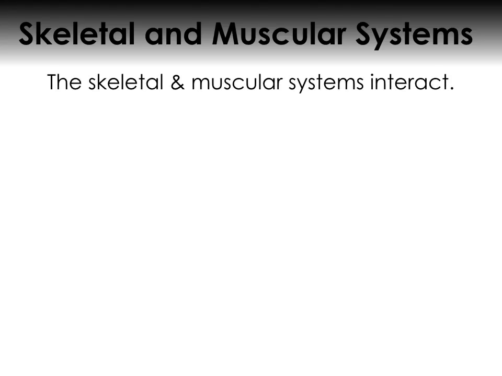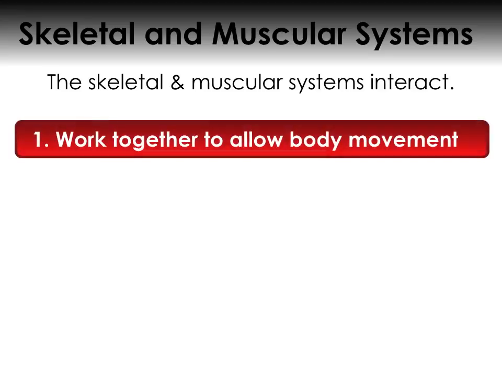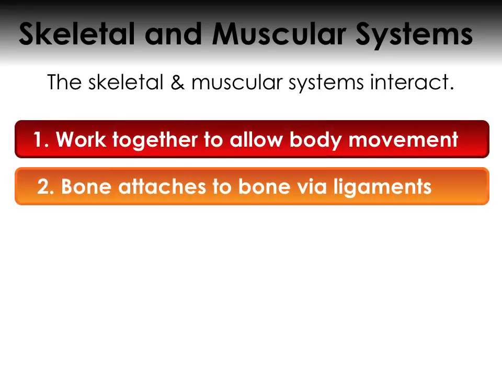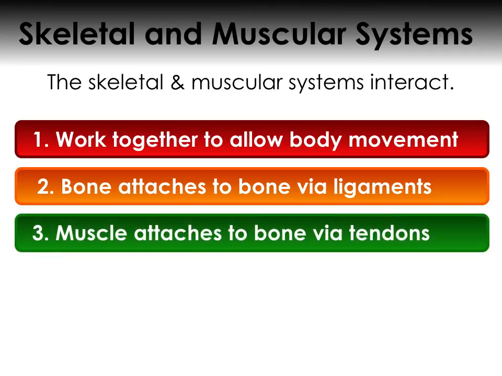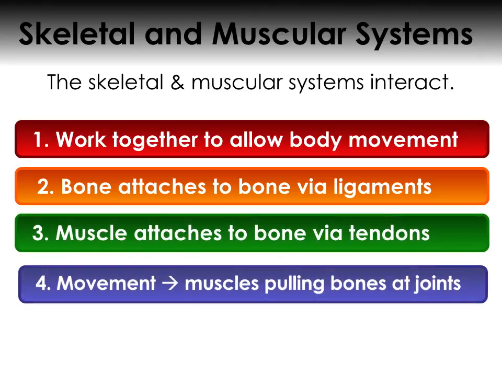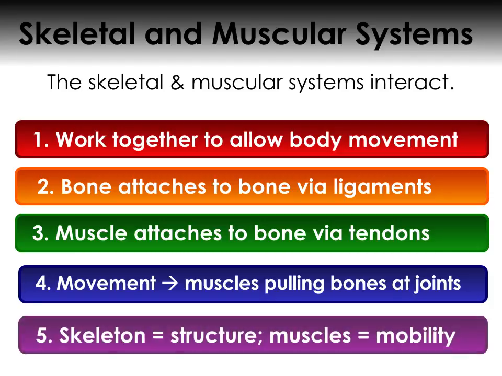The skeletal and muscular systems work together. They allow body movement. Bone attaches to bone via ligaments. Muscles attach to bone via tendons, and movement occurs when the muscles pull on the bones or joints. And the skeleton provides the structure, whereas the muscles themselves provide the mobility.